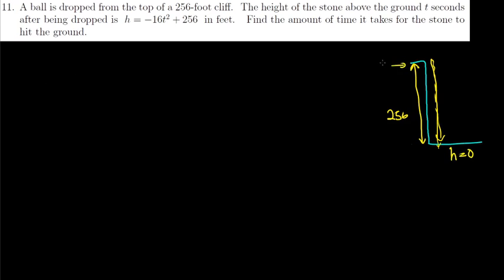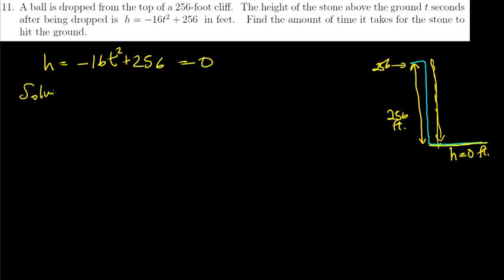Because this is a height of 256 feet, right? So we'll just call the ground level 0, 0 feet above the ground. That's the whole idea here. Just take h, negative 16t squared plus 256, that's given, and set it equal to 0. So to find the time, we just have to solve this equation. And it is a quadratic equation.